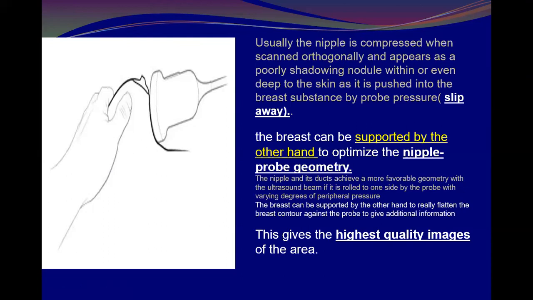As we mentioned, usually the nipple is compressed, pushed, slipped away. So to give support and to stabilize the nipple so it does not move, and to optimize the nipple transducer geometry as well as the geometry of the ducts, just hold the breast with your contralateral hand and try to push with the transducer. Okay, this will give the highest quality image in that area.